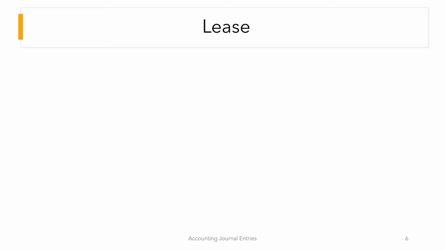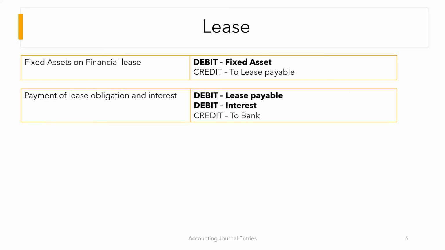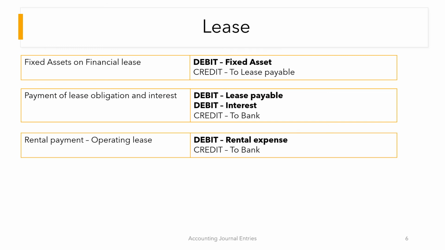The accounting entries for lease are as follows. For fixed asset on financial lease, the entry would be to debit fixed asset and credit lease payable. For payment of lease obligation and interest, the entry would be debit lease payable, debit interest, and credit bank. Rental payment for operating lease: debit rental expense and credit bank.